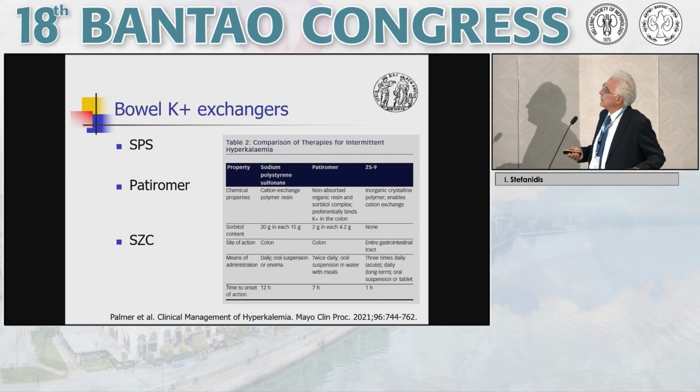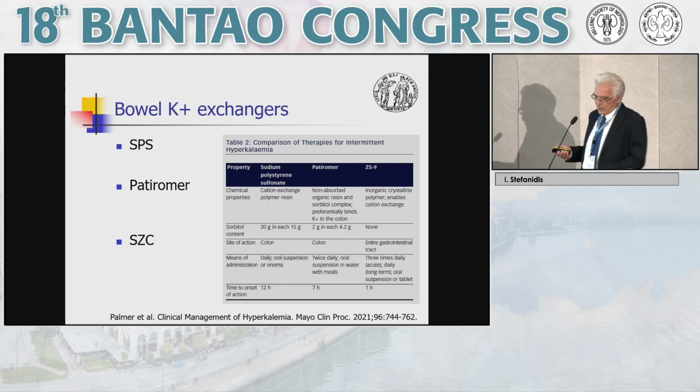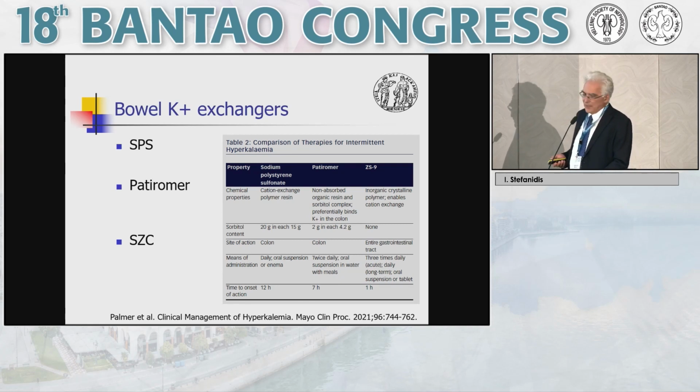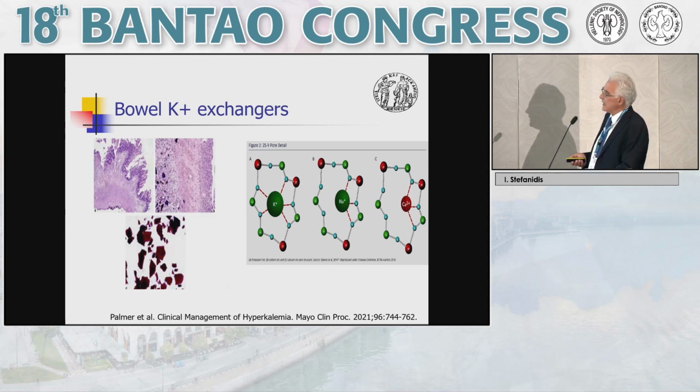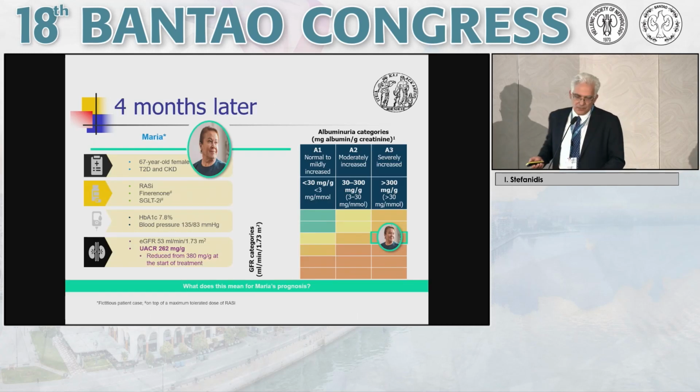it again. We have bowel potassium exchangers, the old one, sodium polystyrene sulfate. It cannot be used because it has complications from the bowel. Patiromer we cannot use in Greece. It has a good action on hyperkalemia, and zirconium as well. The time of onset of treatment of hyperkalemia is somehow shorter with zirconium. That's why it is used also in acute hyperkalemia treatment cases. That's the reason. This is SPS, sodium polystyrene, which induces complications in the bowel, and that is zirconium as a molecule, at the molecular level.